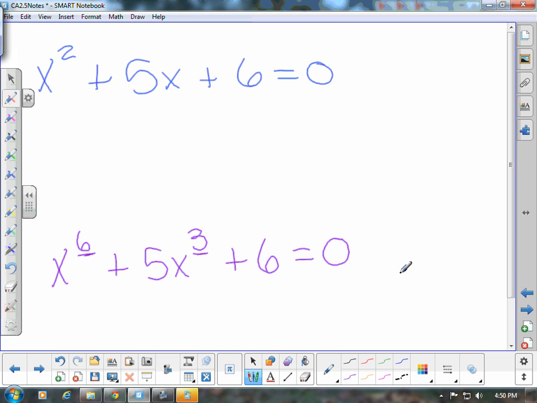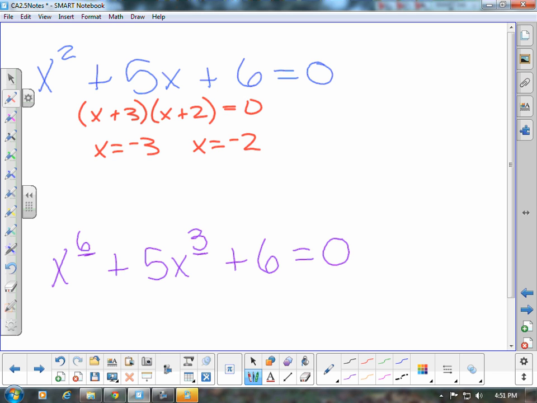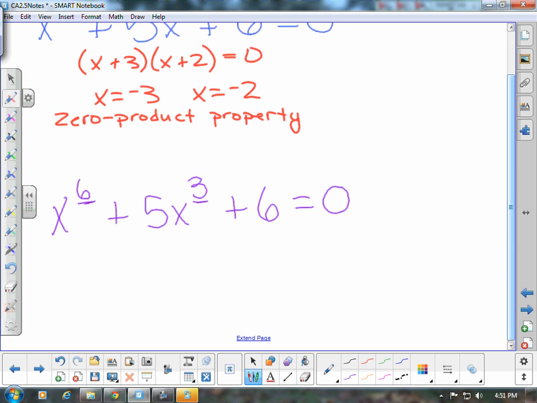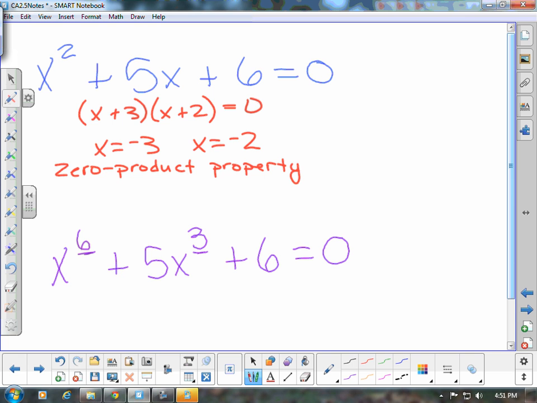In a previous section, you dealt with things like this, and you had to try to figure out the roots to it, so you factored it. So that became x plus 3 times x plus 2. And it still equaled 0, and then you could set each part equal to 0 and say x equals negative 3 and x equals negative 2. And that was the zero product property that allowed you to do that.